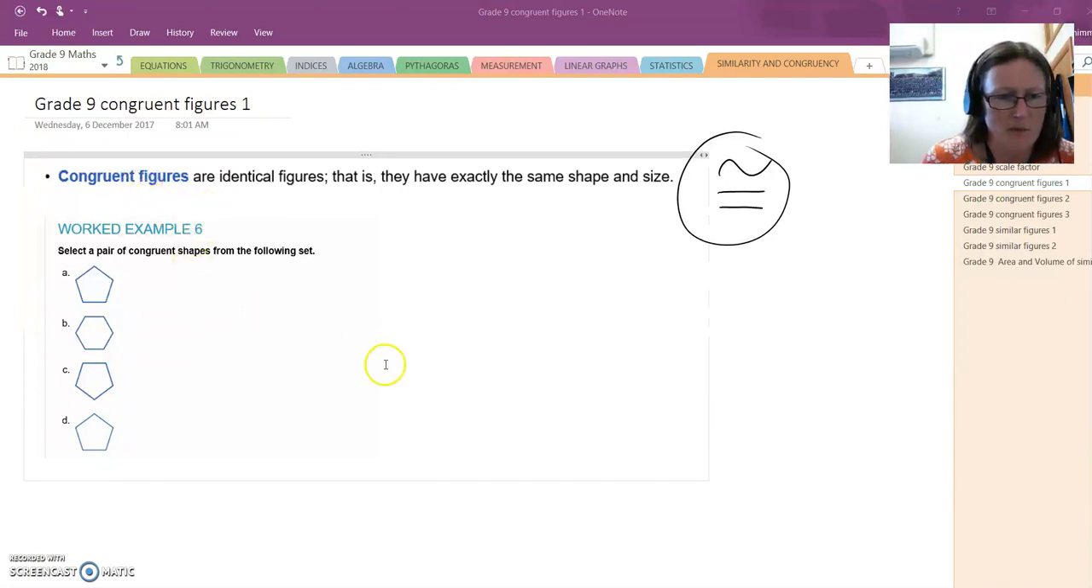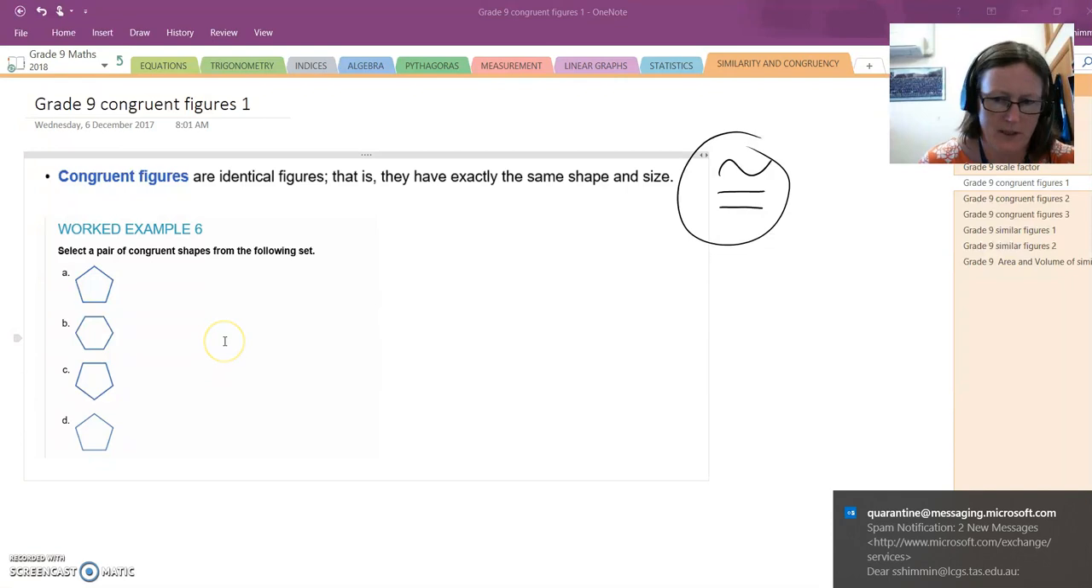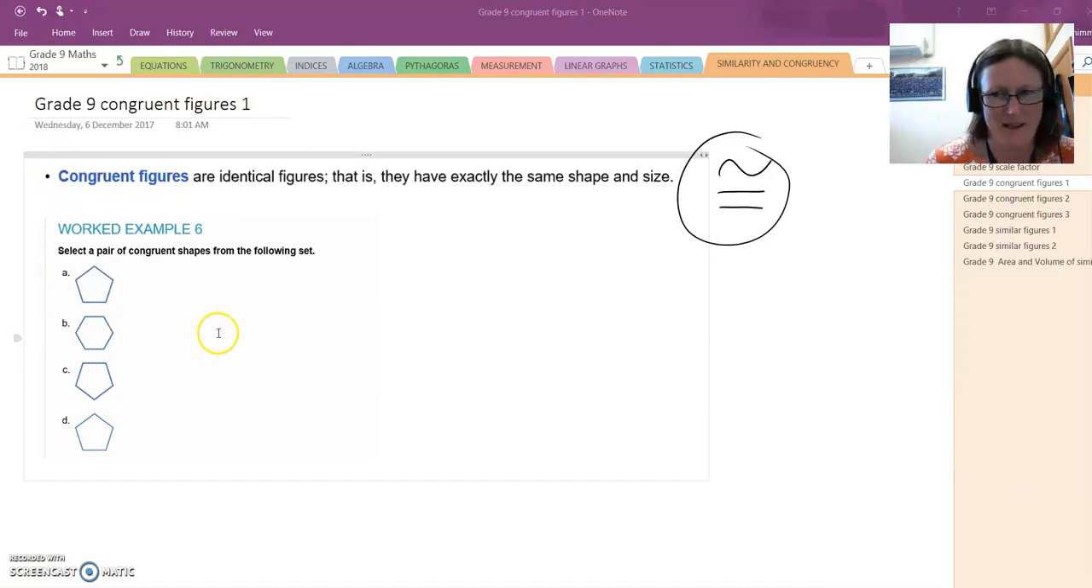Our first example says select a pair of congruent shapes from the following set. So in other words, from these shapes, which two shapes are exactly the same? I'd find the easiest way to do this would be to cut them out and see which fitted exactly on top of each other, but let's look at these. We can't cut them out on the screen.